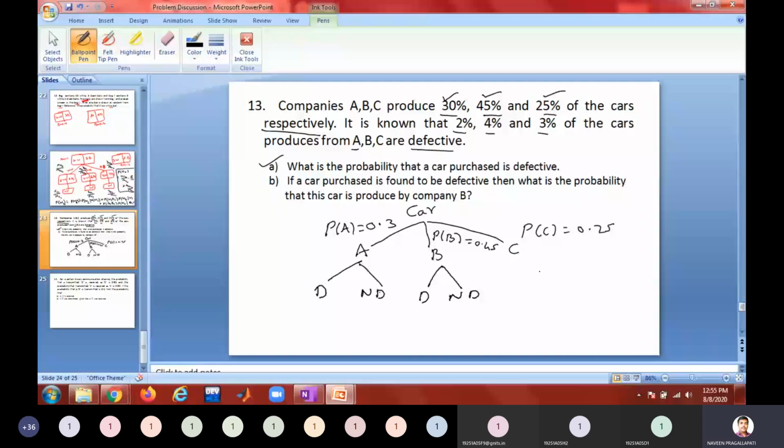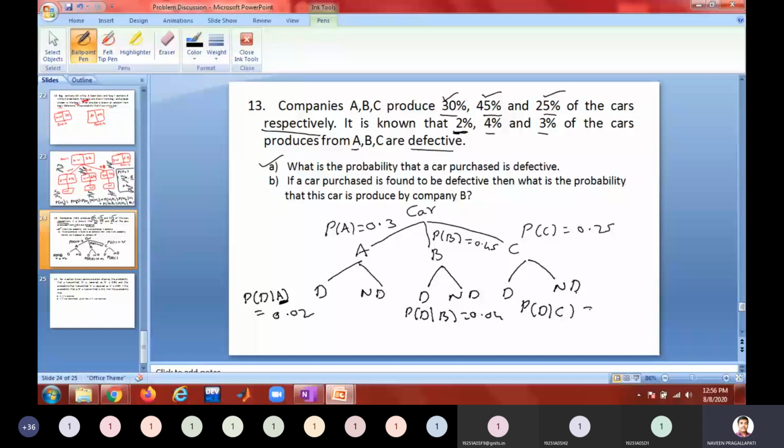What is the probability that A makes a defective car? 0.02, 2%. Okay. So probability of D given A. What is this? Probability that the car is defective given that the car is produced by A. That is 0.02. How do we write this? Probability that D given that it is produced by B is equal to 0.04. And probability of D given that it is produced by C is 0.02.